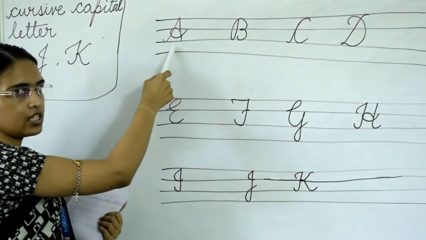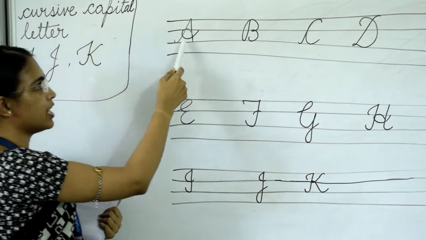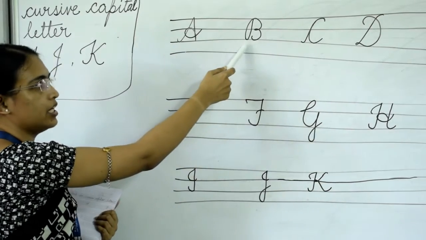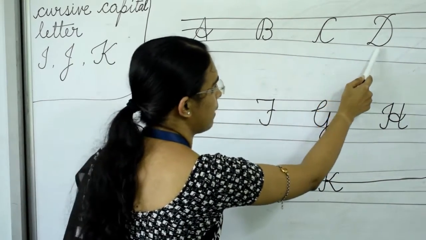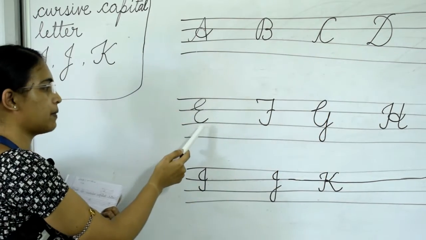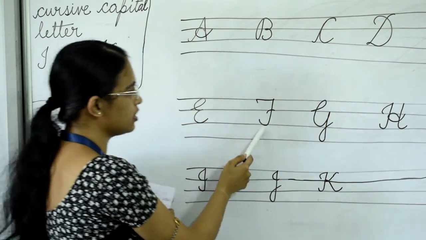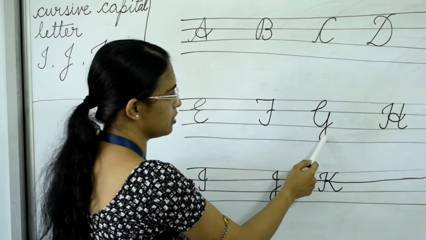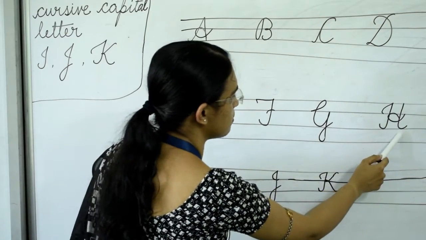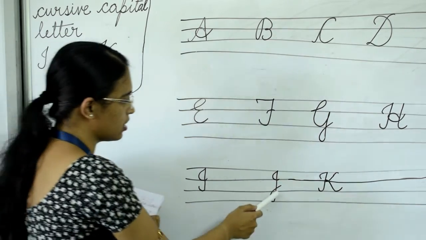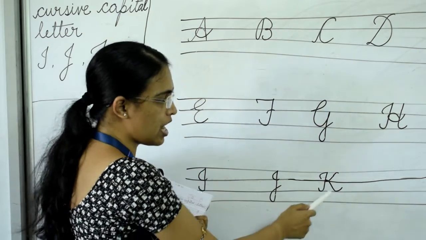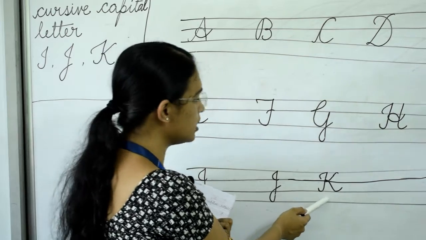So which letter is this? This is cursive capital letter A, cursive capital letter B, cursive capital letter C, cursive capital letter D, cursive capital letter E, cursive capital letter F, cursive capital letter G, cursive capital letter H, cursive capital letter I, cursive capital letter J and cursive capital letter K.